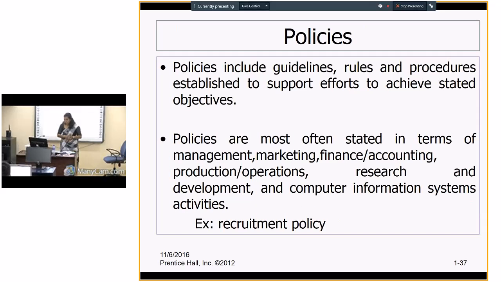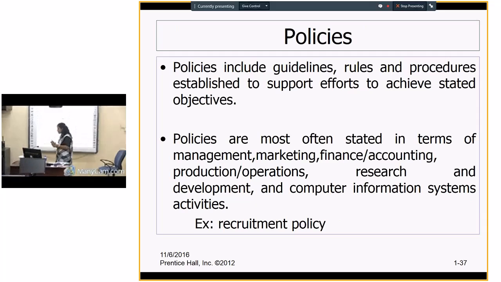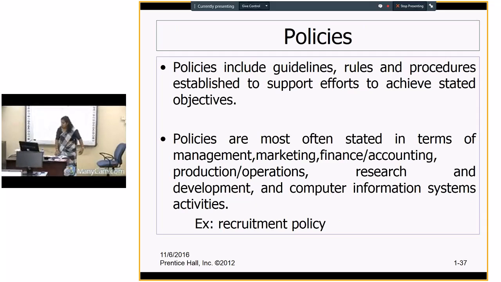Another term under this formulation is the policies. What do you mean by policies? Yes, policies might be telling about what kind of things. Policies include the broad guidelines, the rules as well as the procedures to support efforts to achieve the stated objectives. In order to achieve the objectives, what kind of rules does the company have? What kind of guidelines do the employees need to follow?